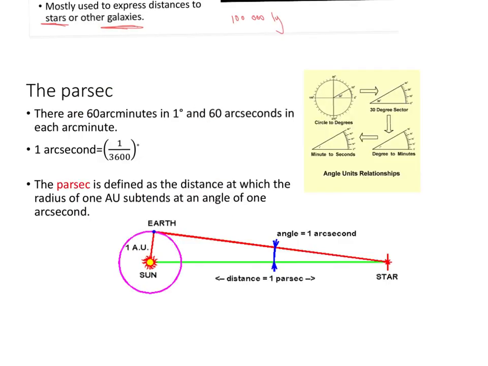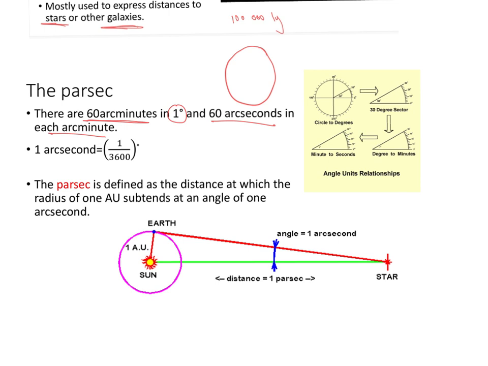Okay, so the parsec is another way of looking at distances. Before I define the parsec though, we will need to introduce something new about degrees. I don't know if you already know them or not, depending on what you're doing in maths. But we know that in a circle we have 360 degrees. Each single degree can be split into 60 more divisions, and we call that arc minutes. So there are 60 arc minutes in 1 degree, and then 1 arc minute can be split into a further 60 fractions, which we call arc seconds.